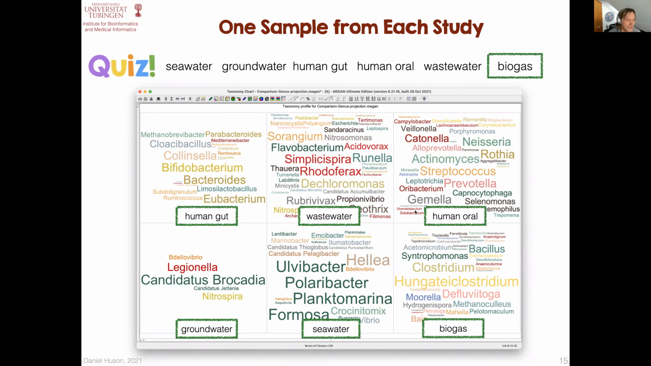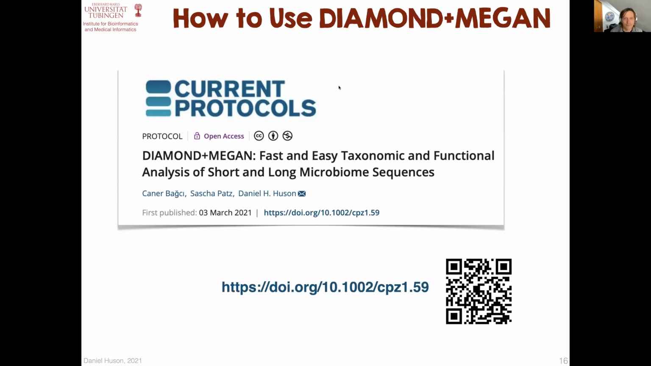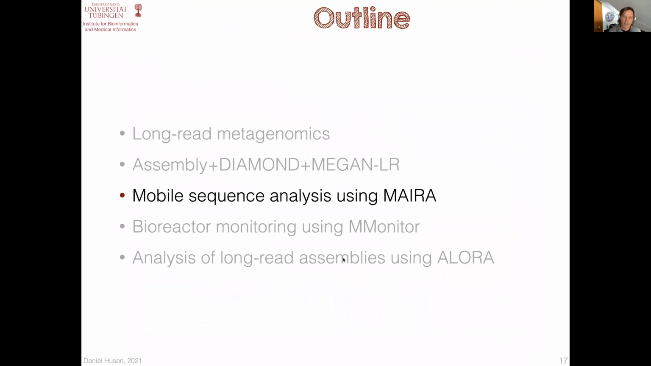So you can just open up MEGAN and you can start looking at these different samples. As I said, we're also going to put some PacBio samples in there as well. Yeah. Okay. And if you ever want to use DIAMOND and MEGAN, we have recently published in Current Protocols a very detailed protocol, both for the short read and the long read case. Moving on to other topics.